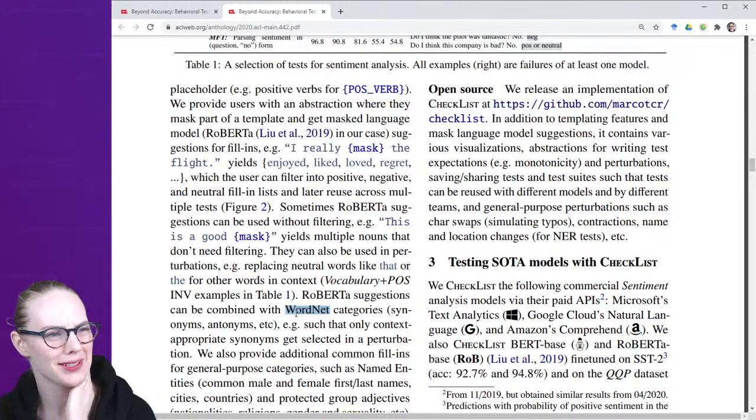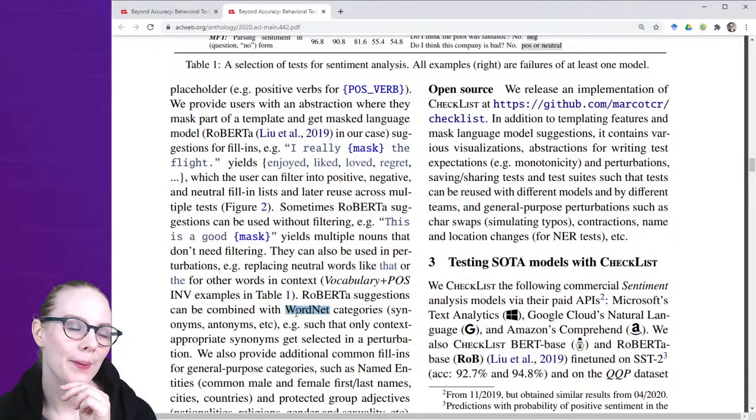Are all of the things in this paper in English? Yeah, almost certainly.